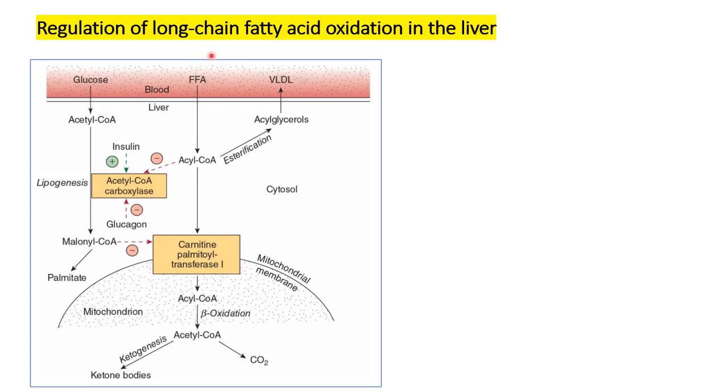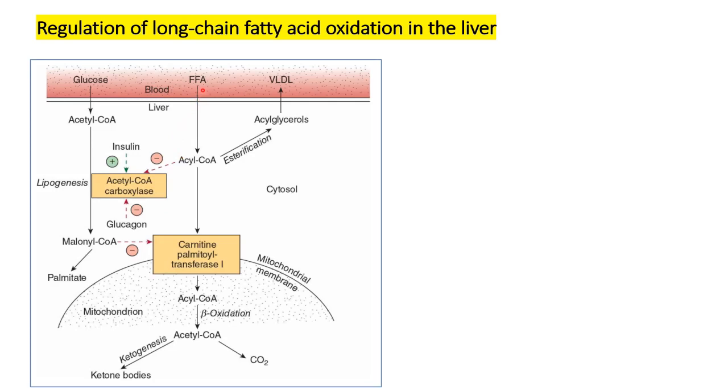In the fasting or starvation or in diabetes mellitus case, there will be excessive production of free fatty acids from the lipolysis of adipose tissues, and these excessive free fatty acids will reach the hepatic cells in the liver, and in the liver they will be activated to acyl-CoA, and this acyl-CoA will go into the mitochondrial matrix, undergo beta oxidation and then produce ketone bodies.